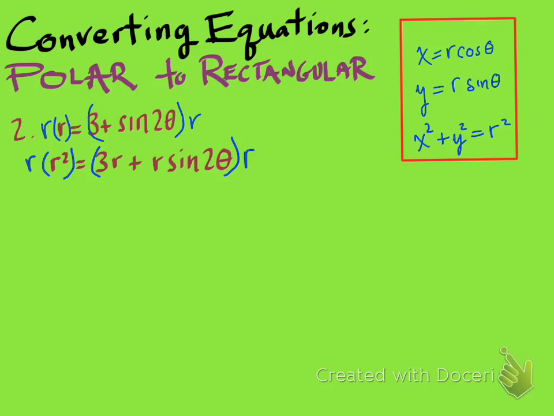Let's multiply everything again by r and see what happens this time. I'll get r cubed equals 3r squared plus r squared sine 2 theta. Now, okay, I'm not really sure that was much better.